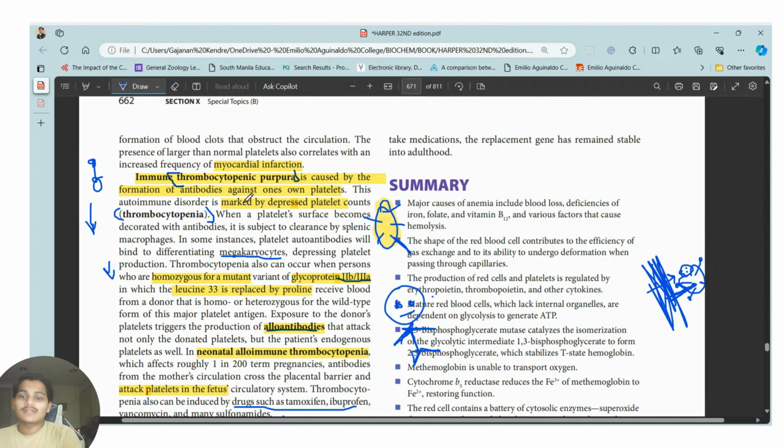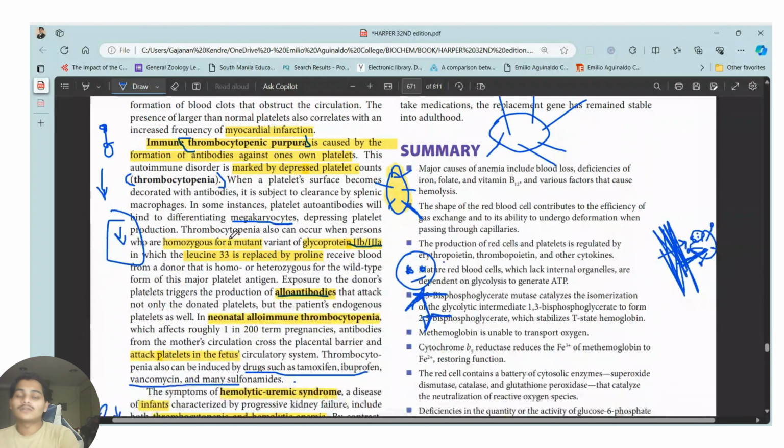But in some cases, these autoantibodies can bind directly to the megakaryocytes. Megakaryocytes are the mother cells, the platelet forming cells. If these antibodies, not antigens, antibodies, bind to the megakaryocyte, then obviously the rate of platelet formation will be reduced or decreased. This is again known as thrombocytopenia, with depressed production.